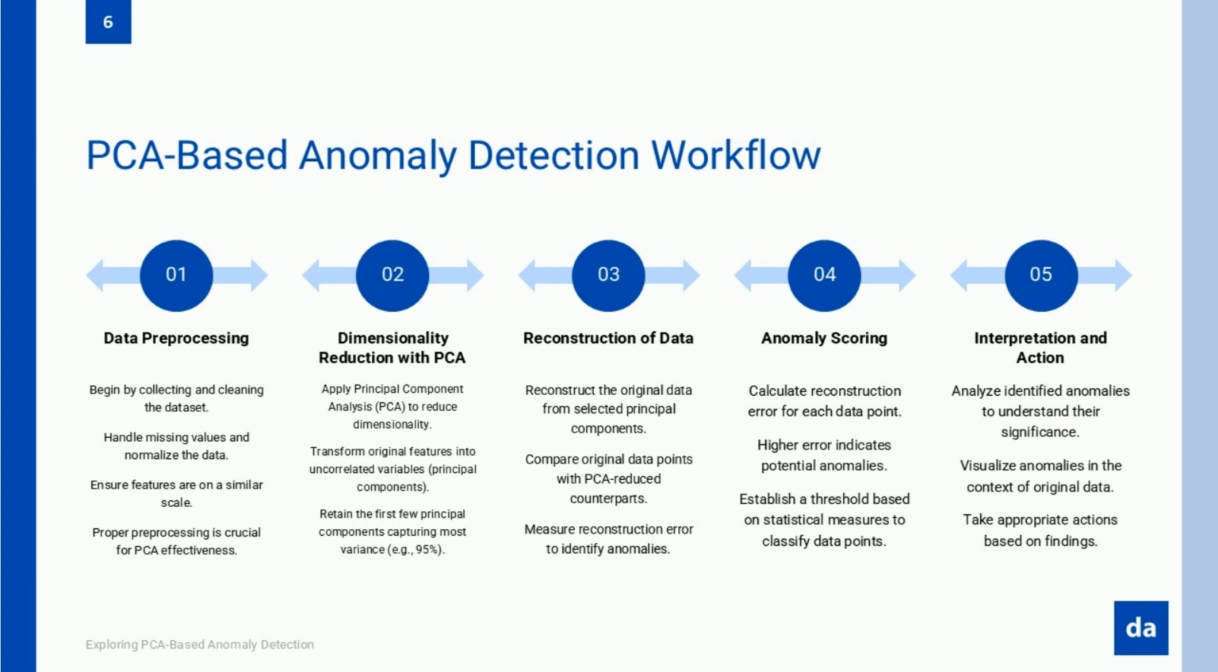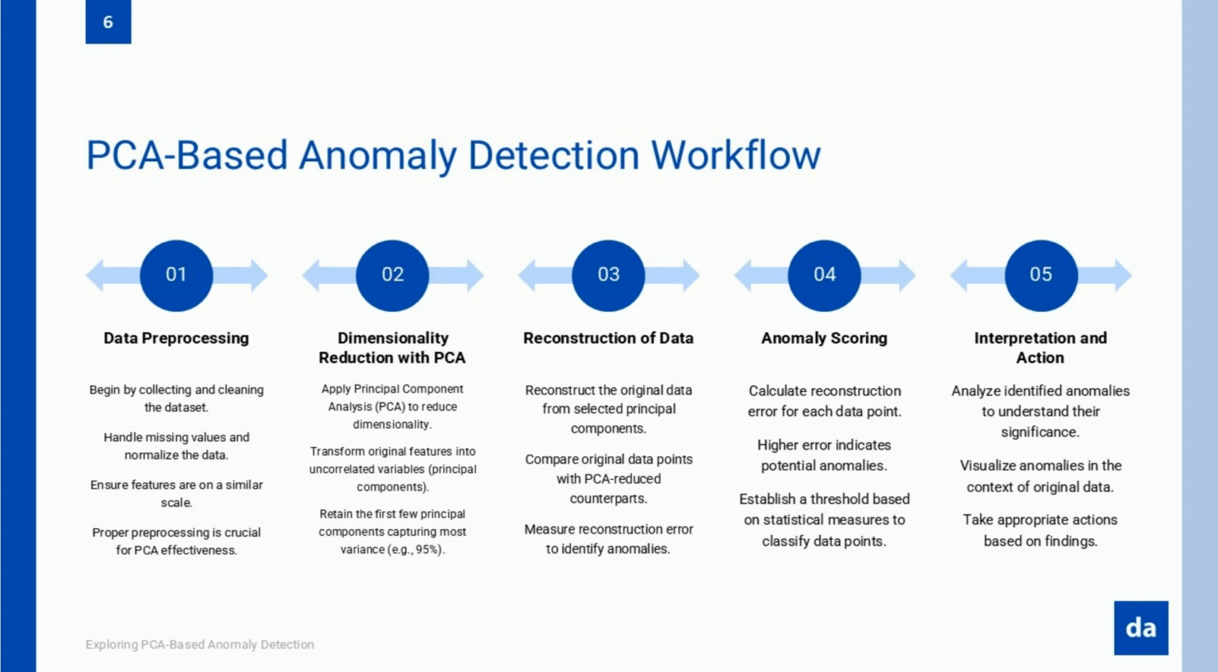Next, we normalize the features to ensure they are on the same scale. This is critical because PCA is sensitive to scale differences, meaning features with larger ranges can dominate the principal components and skew the results. Standardizing the data ensures that each feature contributes equally to the analysis.